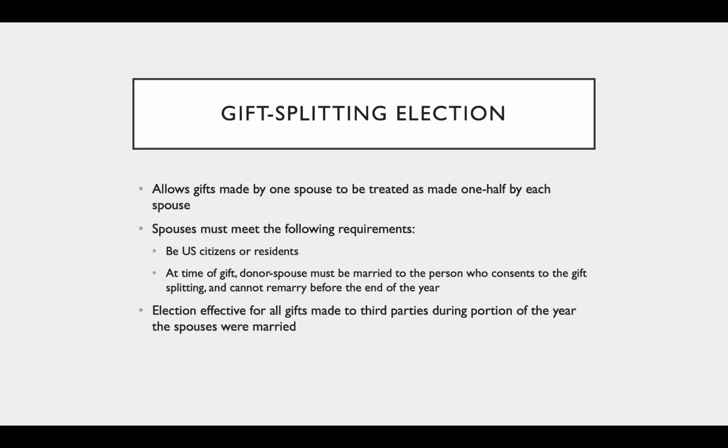We also have the gift splitting election, which we've already touched on. It allows gifts made by one spouse to be treated as made one half by each spouse. Spouses must meet the following requirements to take advantage of this. They must be U.S. citizens or residents, and at the time of the gift, the donor spouse must be married to the person who consents to the gift splitting, and they cannot remarry before the end of the year. The election is effective for all gifts made to third parties during the portion of the year the spouses were married. So if this election is made, it applies to all the gifts made that year. I can't elect just piece by piece, and it applies so long as the spouses were married. So it applies for the months of the year that they were married.